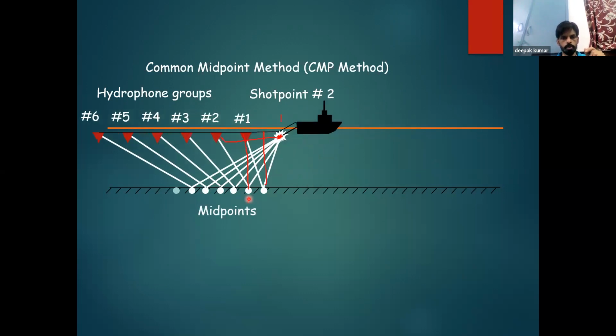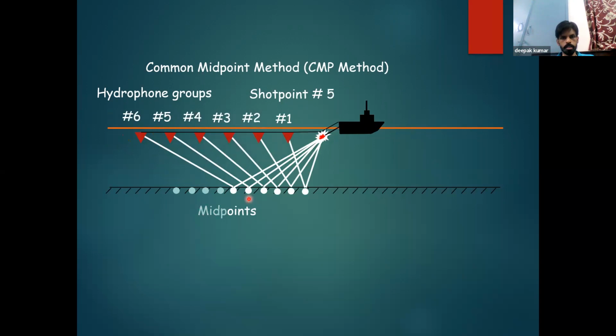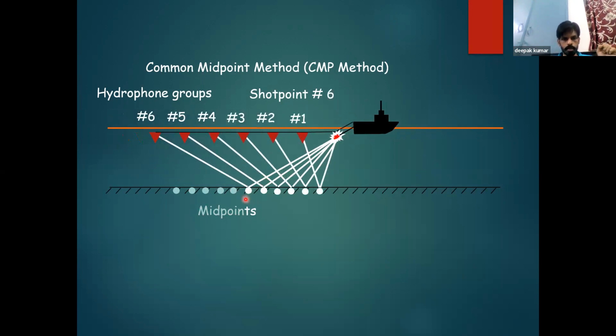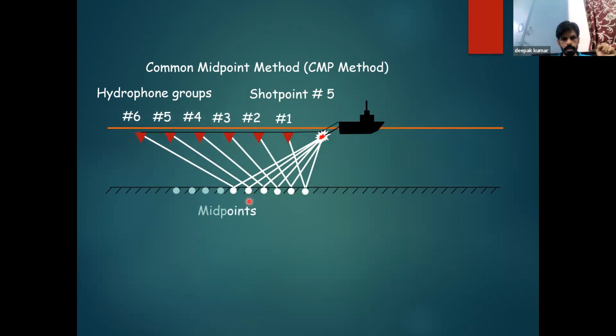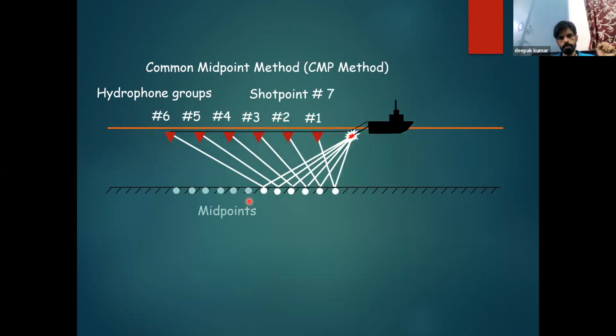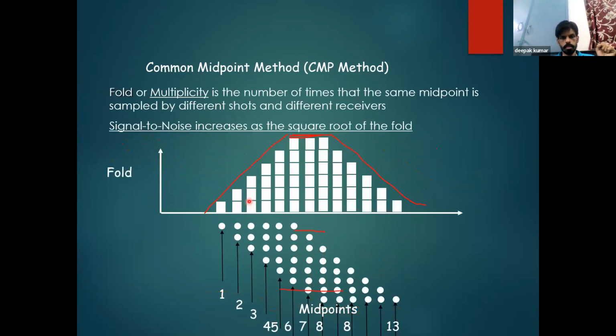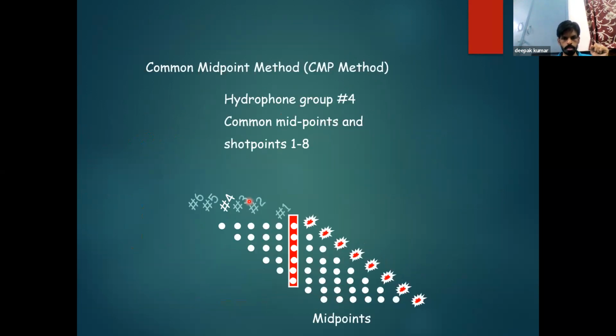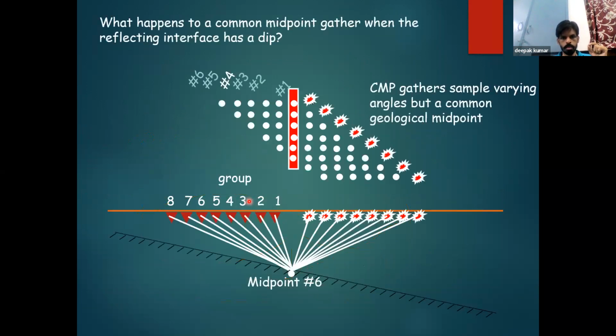See how the midpoint is varying for each corresponding geophone and shot point. See, my pointer is staying at the same position, but the shot point and geophones are changing. Yeah. So moving on to the next. This was done. This is done.